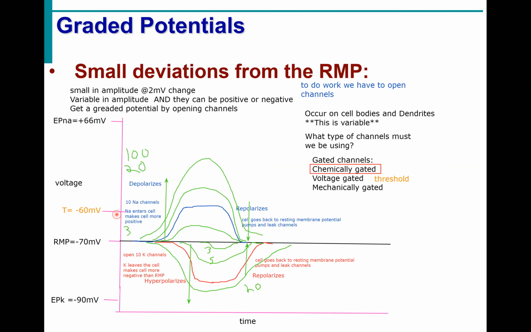10's a good guess. Nope. The answer is none of them. None of them open. Why? Because I haven't passed threshold. If I pass threshold and get to negative 59 millivolts, how many of those 100 voltage gated channels are going to open? All of them.